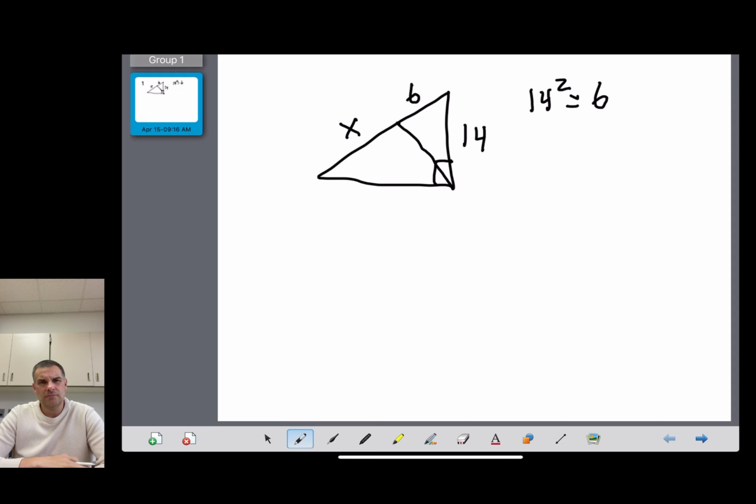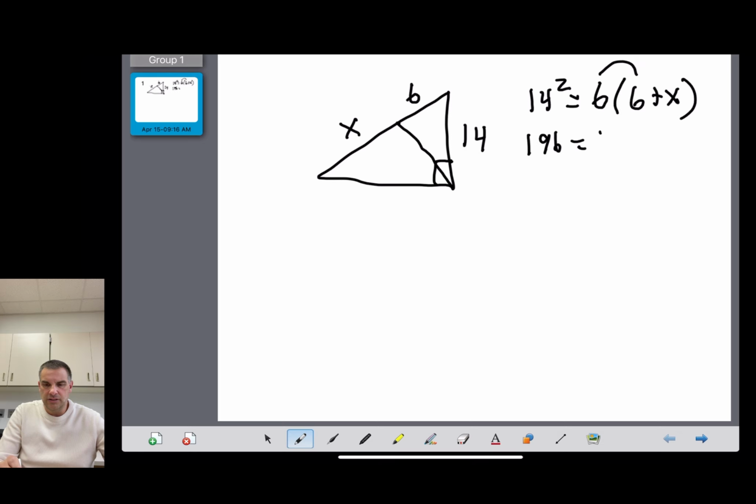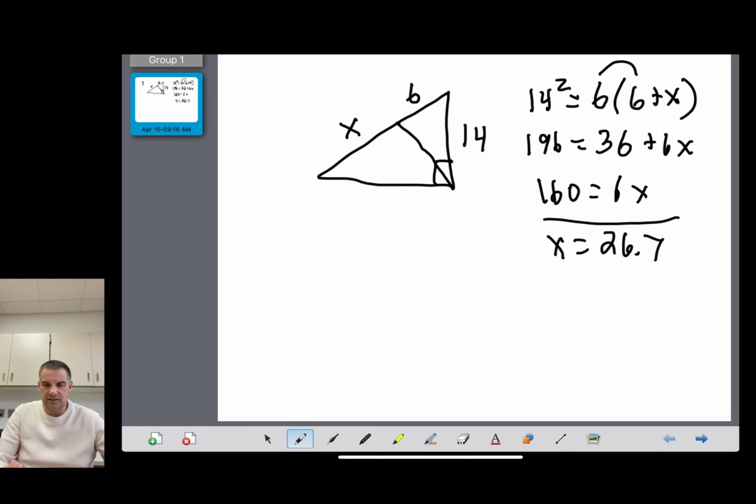Now what's the whole thing? 6 plus x is the whole thing. Now we solve this. There's not going to be x squared in this one. So 14 squared is 196. Distribute. 196 minus 36 is 160. 160 divided by 6 is 26.7. So there's your value of x.